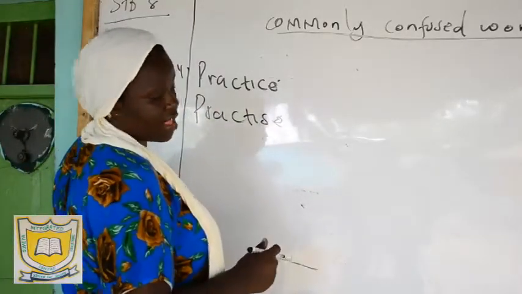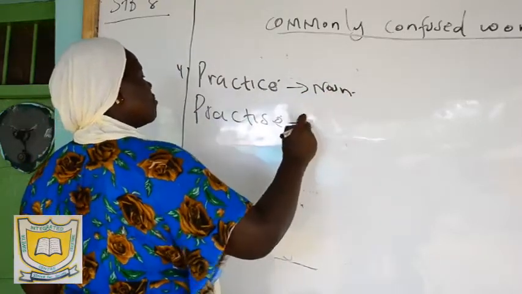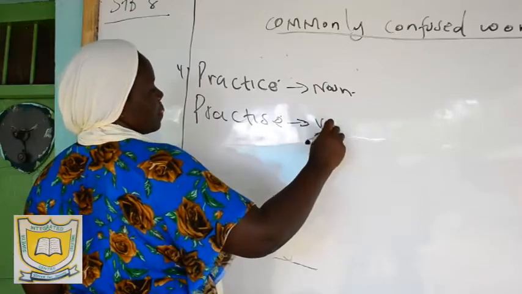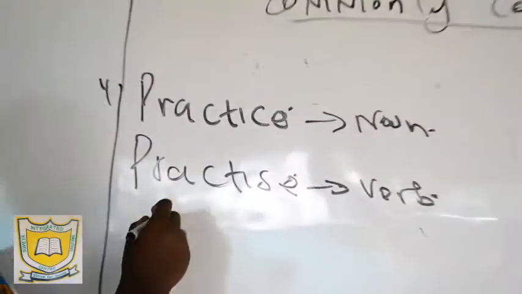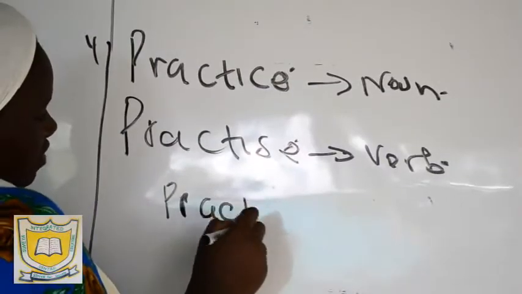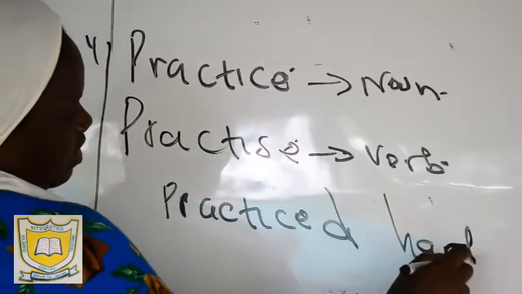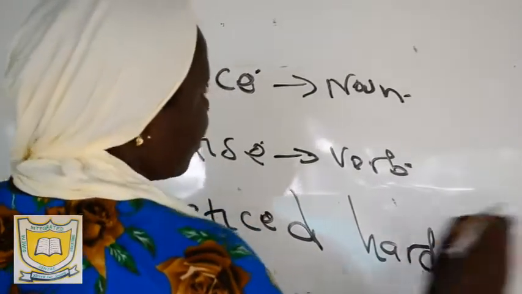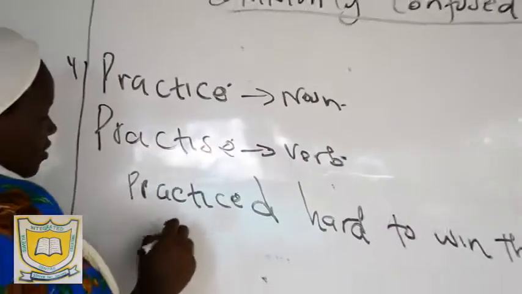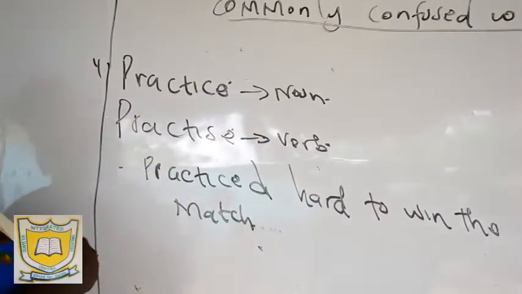So you say practice with a C is a noun, and practice with an S is a verb. Now I've seen this in exams, for example, they say: they practiced hard to win the match. They practiced hard enough to win the match. Especially when they ask which of the following sentences is correct.